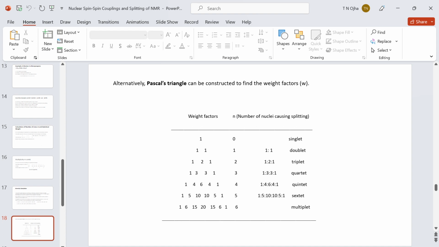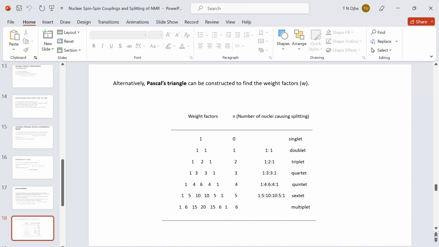There is an alternative, simple method called Pascal's triangle method. Number of splitting nuclei 0, 1, 2, 3, 4, 5, 6 are shown. Weight factors: when there are 0 splitting nuclei, it means no splitting, a singlet is observed. When there is 1 splitting nucleus, a 1:1 doublet is observed. When there are 2 equivalent nuclei causing splitting, a triplet 1:2:1. And 3 equivalent nuclei causing splitting, a quartet 1, 3, 3, 1. When there are 4 equivalent nuclei causing splitting, 1, 4, 6, 4, 1.